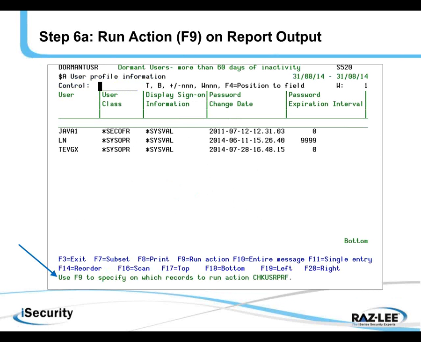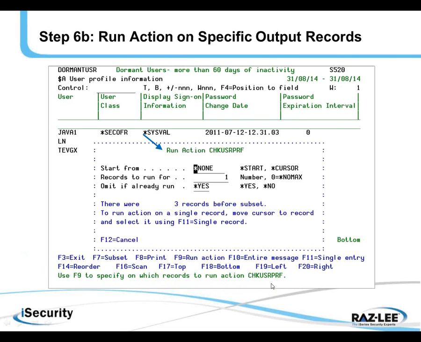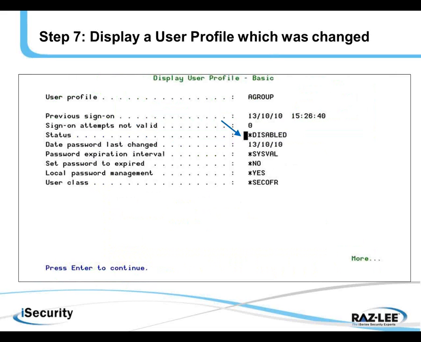This is the output that I receive. I can use F9 to specify on which records to run the action. Pressing F9, I get this window. I can decide on what records to run this particular action, and in the end, I can actually display a user profile which was changed in order to verify that its new status is indeed disabled.